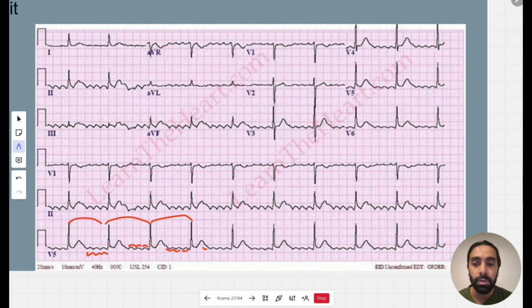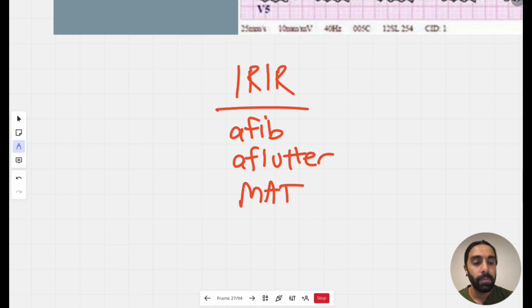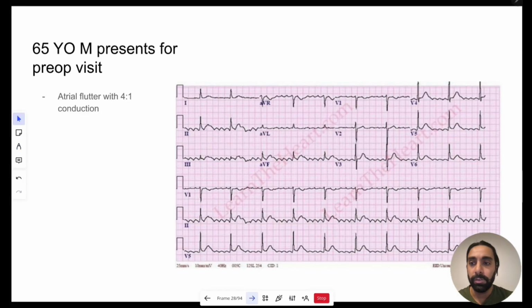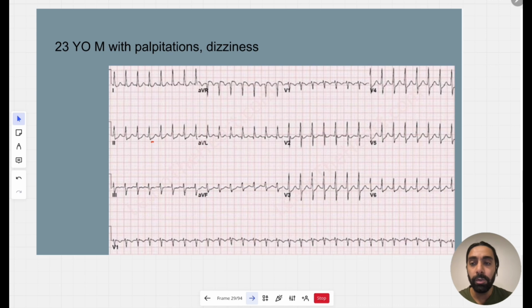And so if you see a sawtooth wave pattern, you should be thinking about atrial flutter. And atrial flutter can present as a regular rhythm or an irregular rhythm. So we've just described 3 different diseases that can cause an irregular rhythm. And those 3 rhythms are AFib, aflutter, and multifocal atrial tachycardia. So this is atrial flutter with 4-to-1 conduction. All right, go ahead and review this one.